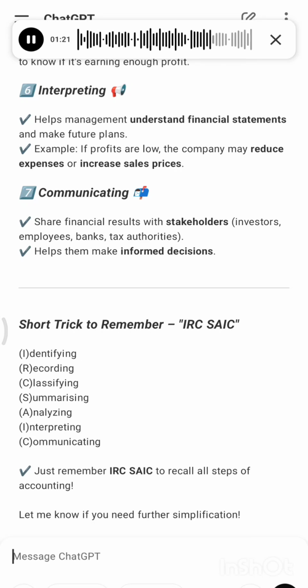7. Communicating. Share financial results with stakeholders, investors, employees, banks, tax authorities. Helps them make informed decisions. Short trick to remember, ICRCIC. Identifying, recording, classifying, summarizing, interpreting, communicating. Just remember ICRCIC to recall all steps of accounting. Let me know if you need further simplification.